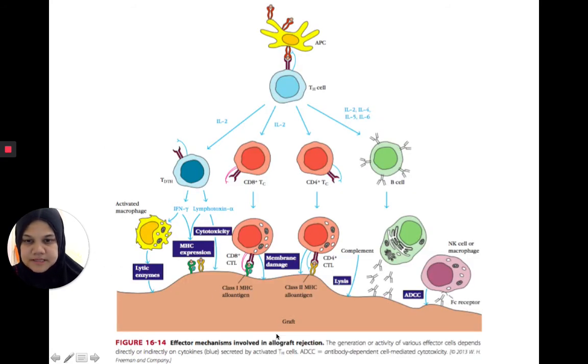This is a pictorial summary of all the effector mechanisms that I just mentioned involved in the allograft. You've got the APCs, the T cells, the DTH T cells, and activated macrophages. You also have the B cells, complement activation, lysis through complement, and antibody-dependent cell-mediated cytotoxicity.